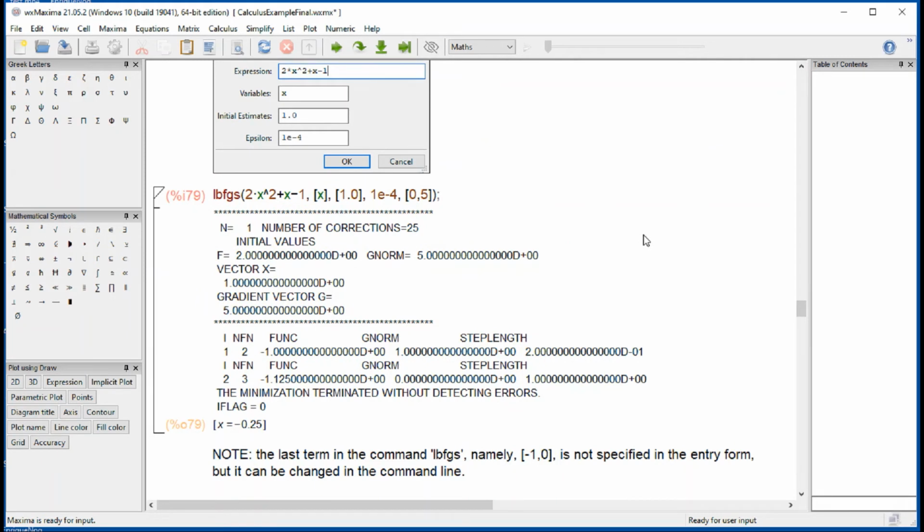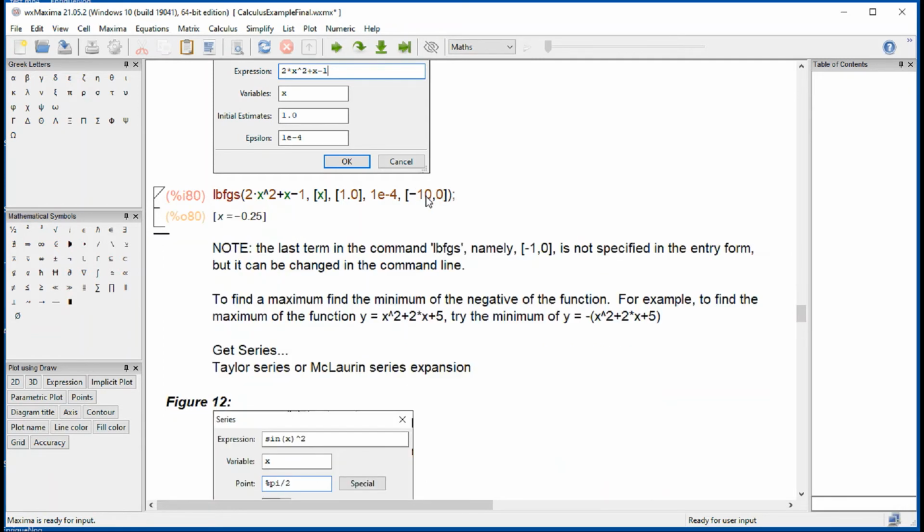Basically, we're saying that range is not good, and so you have to play with that. And let's say minus 10 to 0, and that gives me a result. So you have the option of playing with the numbers after you enter your command.